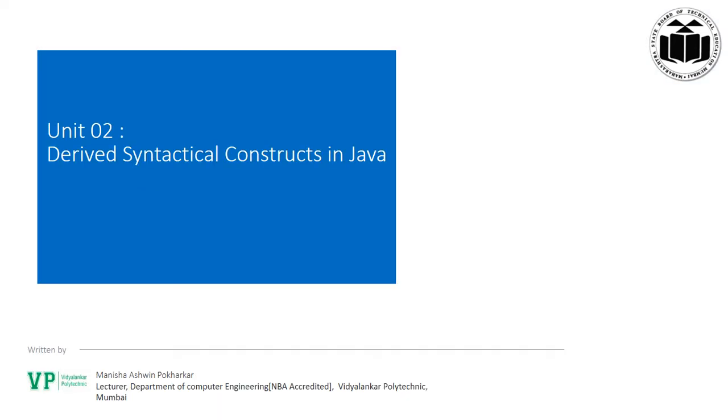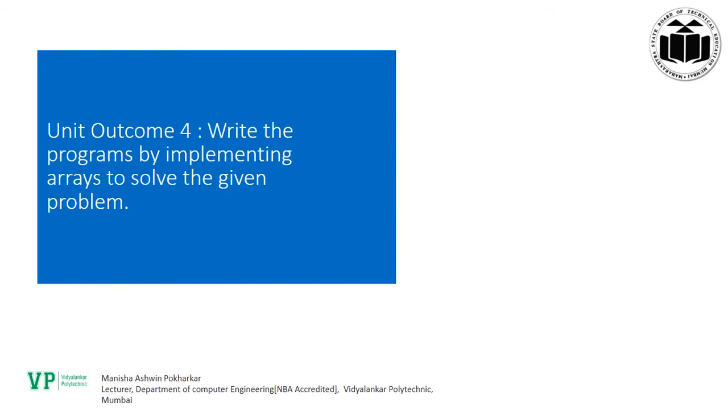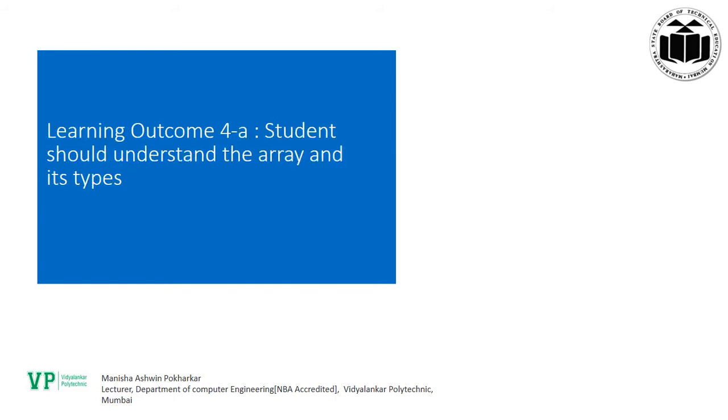Our Unit 2 is Derive Syntactical Construct in Java. Unit outcome: write the program by implementing arrays to solve the given problem. And the learning outcome is students should understand the array and its types.